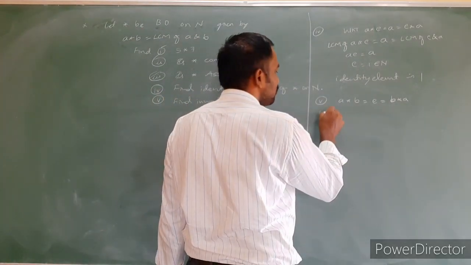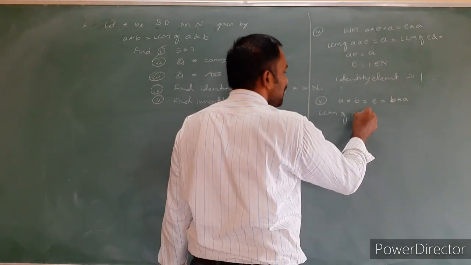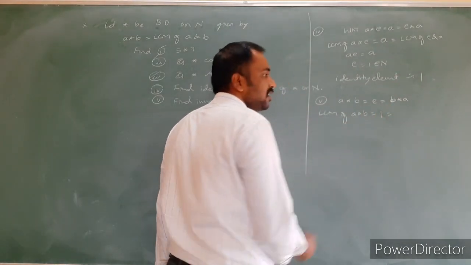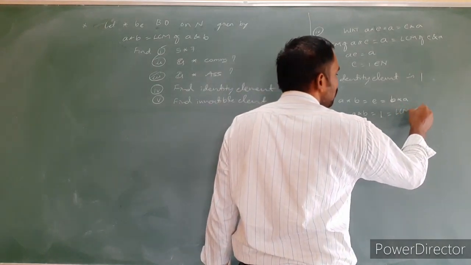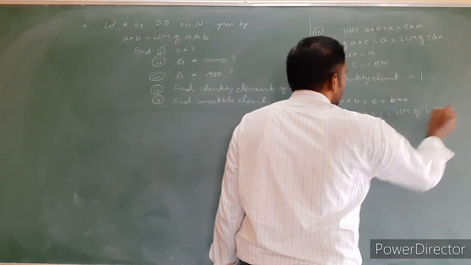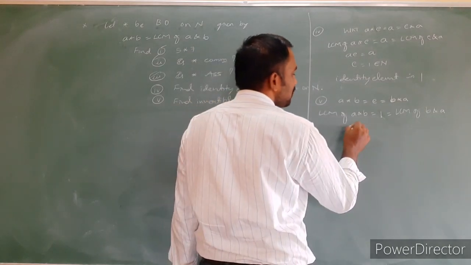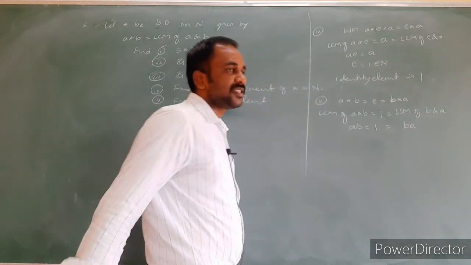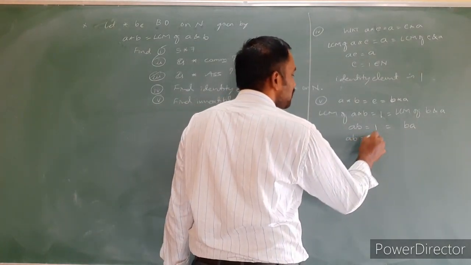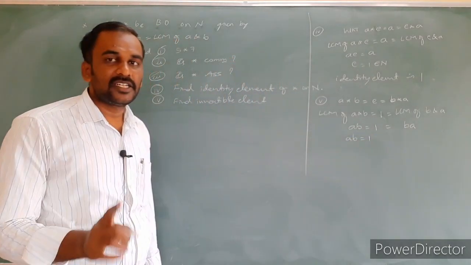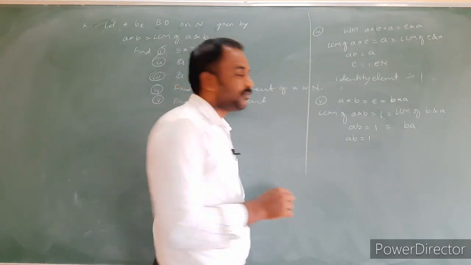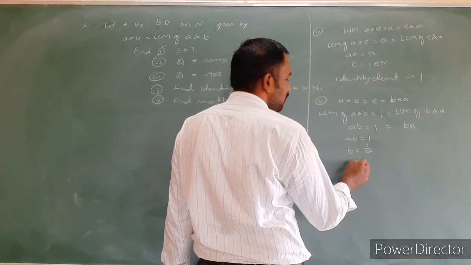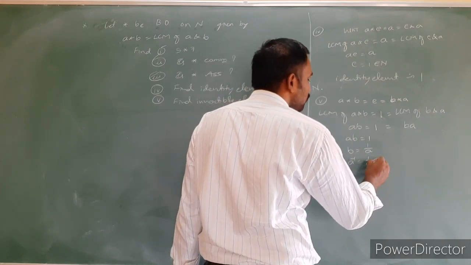A star B is nothing but what? LCM of A and B is equal to E. The identity element is already 1. Similarly, LCM of B and A. What is the LCM of A and B? LCM of A and B is AB is equal to 1, and it is BA. Commutativity is satisfied. So I just write AB is equal to 1. I need the invertible element, that is B. B is equal to 1 divided by A. The inverse of A is equal to 1 by A.